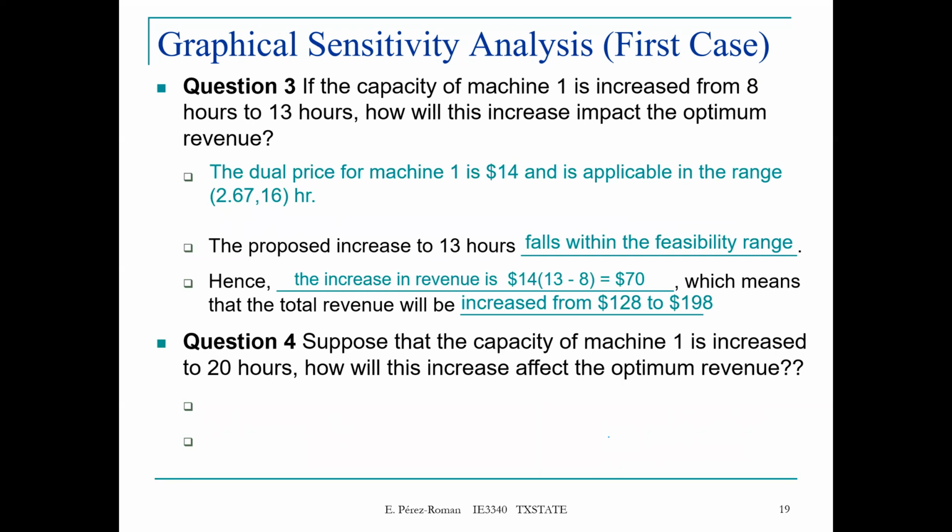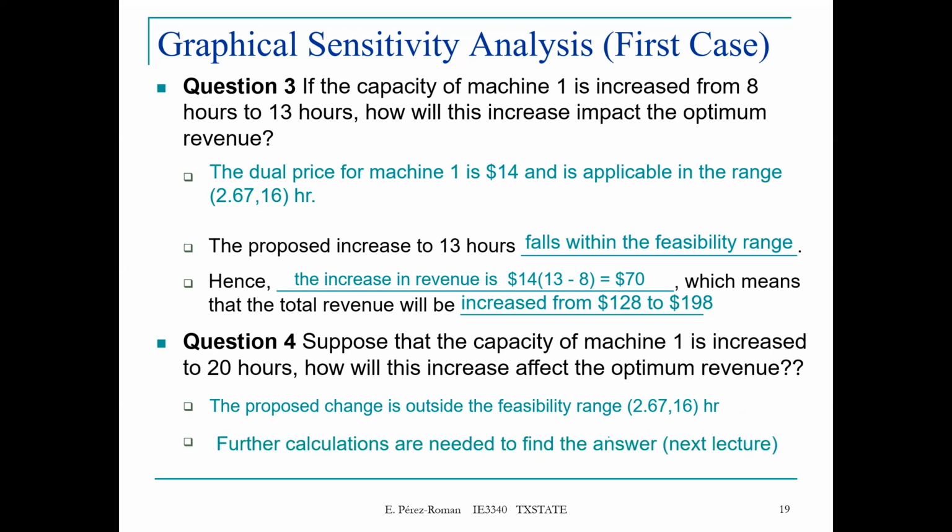Question 4, suppose that the capacity of machine 1 is increased to 20 hours. How would this increase affect the optimal revenue? The proposed rate change is outside the feasibility range, which is 2.67 up to 16 hours. So further calculations are needed to find the answer, and that will be discussed in a following lecture. So as you can see, these types of questions can be answered using the information generated by the sensitivity analysis in terms of the shadow price or dual price.